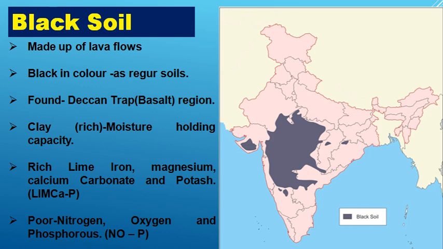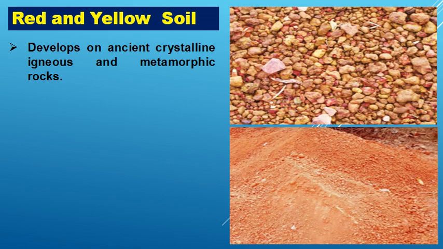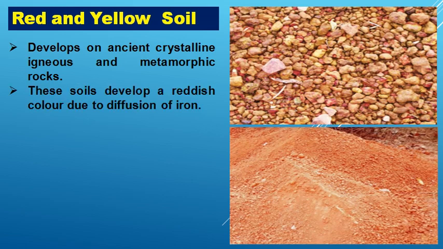Coming to the next soil, and that is red and yellow soil. Now if you see carefully, red and yellow soils surround the black soil. Red and yellow soil develops on the ancient crystalline, igneous and metamorphic rocks. Red soil covers a big part of India. Now these soils develop a reddish color.